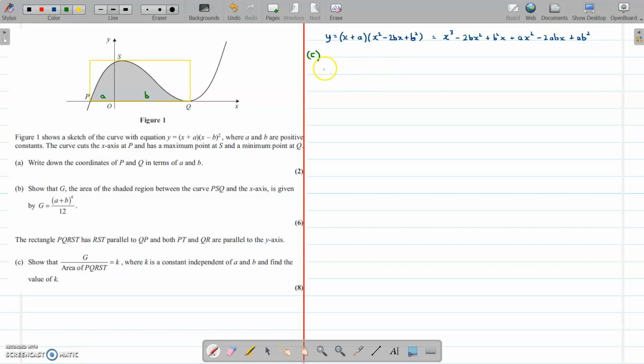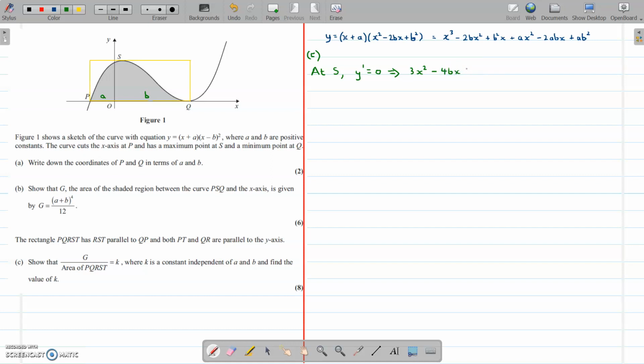So for question C, at the point S, the gradient is 0. So y dash equals 0, and therefore we've got to differentiate this and set it to 0. If you differentiate that term by term, you get 3x squared. Remember we're differentiating with respect to x here, so a and b are just numbers, so we get 4bx.